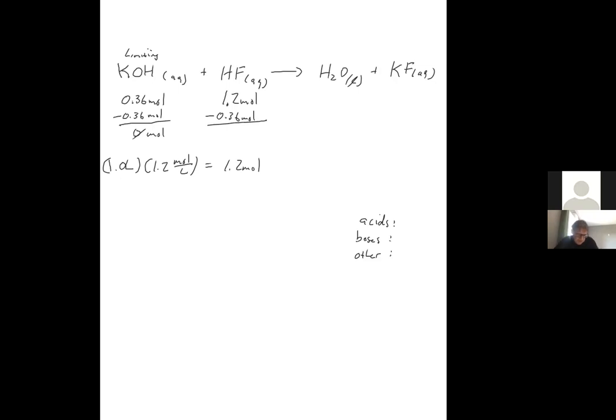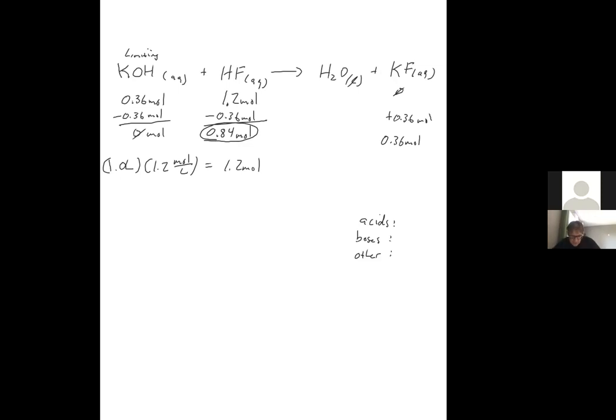Okay, so we subtract the limiting reactant from both. So what is that? That's 0.84. Yeah, I think that's about right. Let me just check just to make sure. 1.2 minus 0.36. Yeah, 0.84 moles. So that's how much is remaining. There's some HF left over, right? Again, it says don't worry about the water because water is the solvent. But this one's going to go up by 0.36. So we're going to have 0.36 moles of the KF. I mean, technically it starts off at 0, right? So it goes up by 0.36.